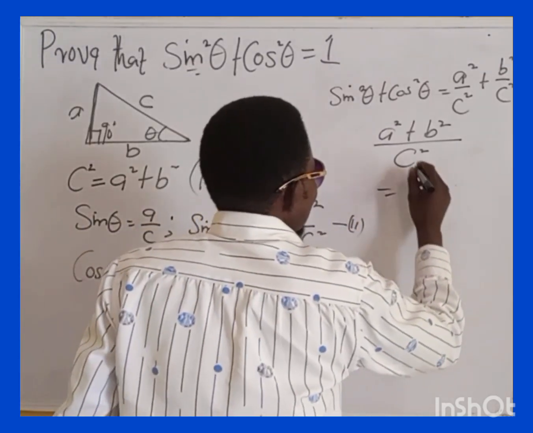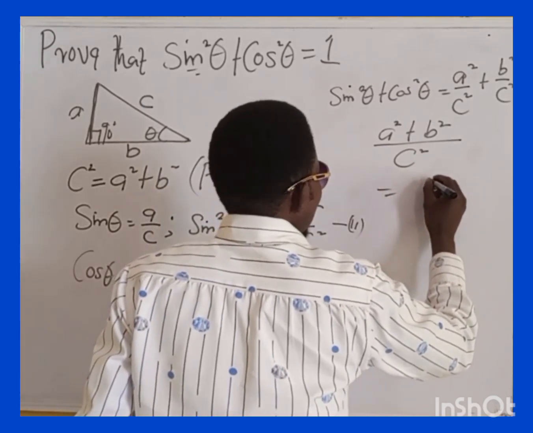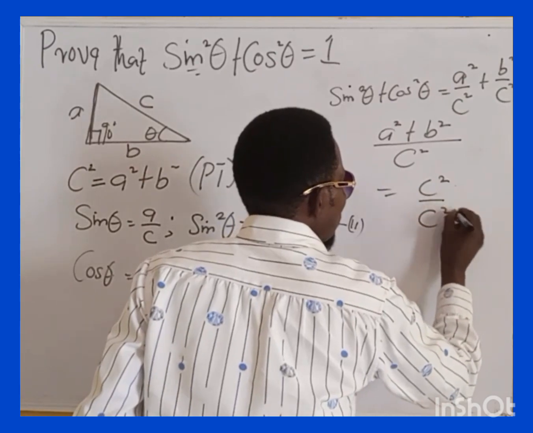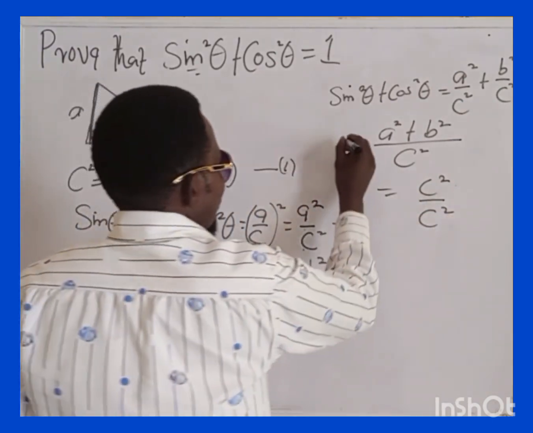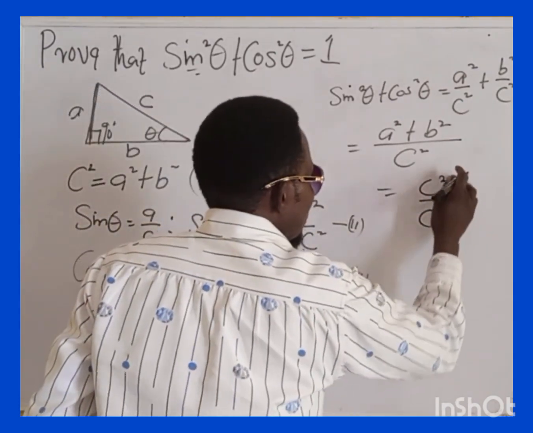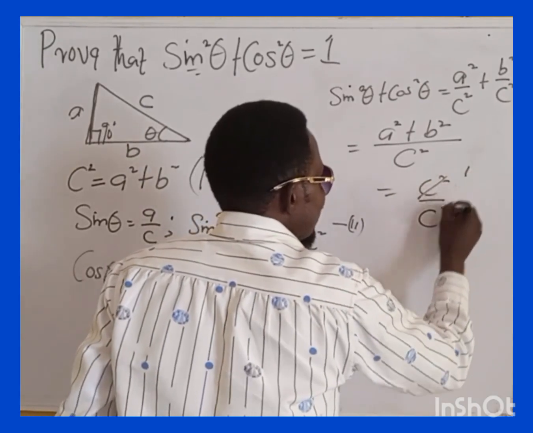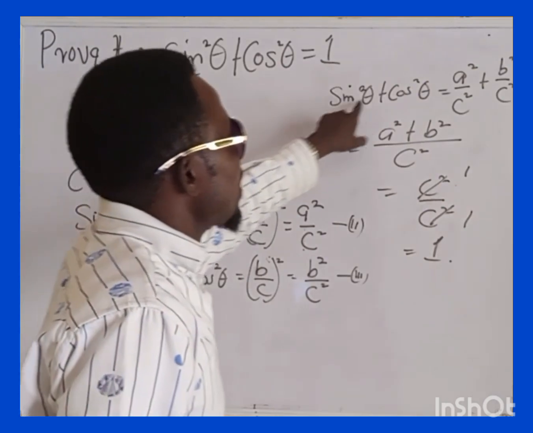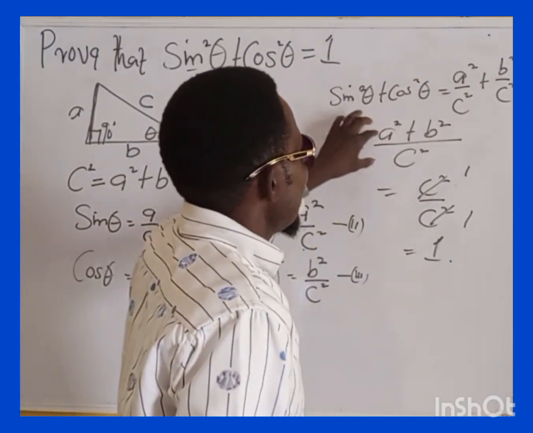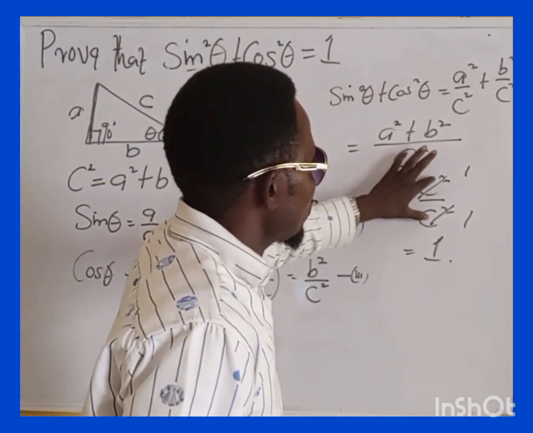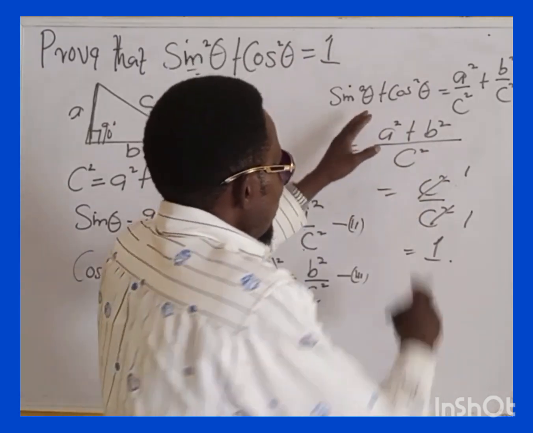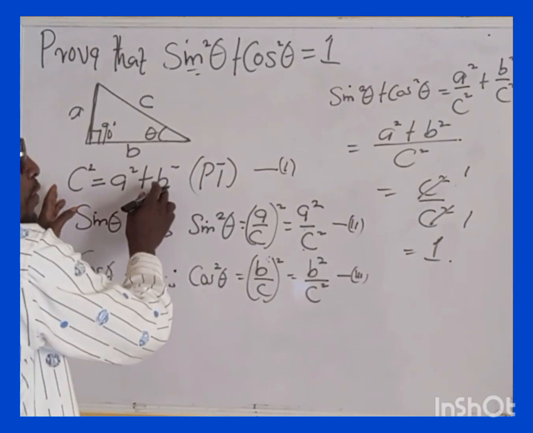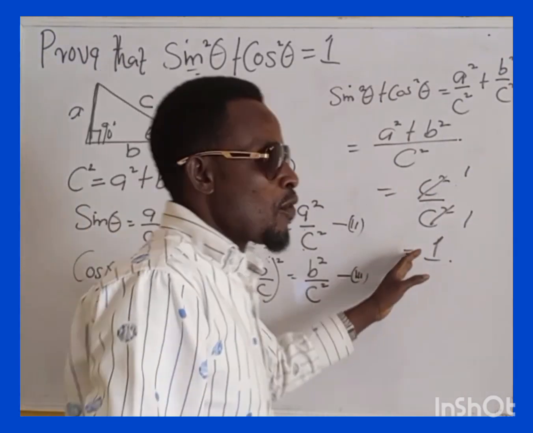We now have C square all over C square, which equals, since C square goes into C square once, 1. So this says that sin square theta plus cos square theta is equal to A square plus B square over C square, which is C square over C square. Be mindful that this A square plus B square is drawn from the first equation. So you now have 1 in return.